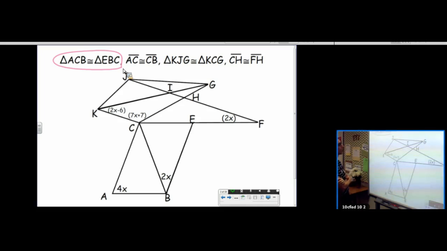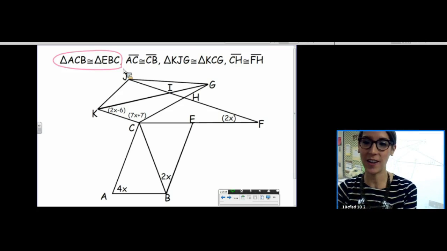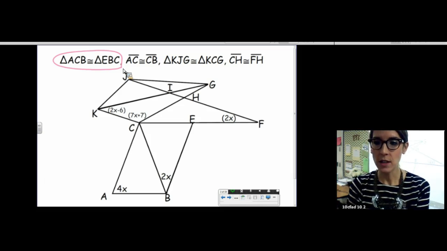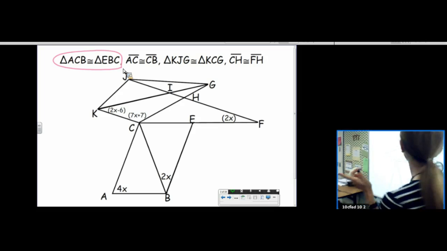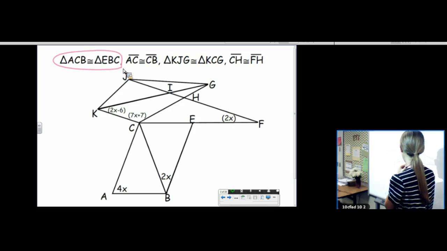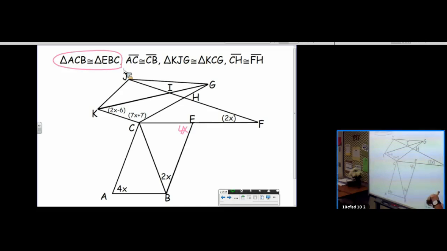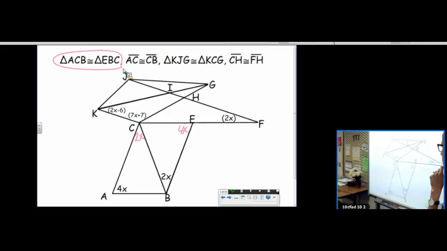ACB is congruent to EBC. So that's an entire triangle. And we know by CPCTC that if those triangles are congruent, then every piece of ACB matches a corresponding piece of EBC. So the order matters, so I can match them up. Angle A goes with what? Angle E. So if this is 4x, then this is 4x. What else? Angle B goes with angle C because it's listed last and listed last. So there's our 2x and our 2x.